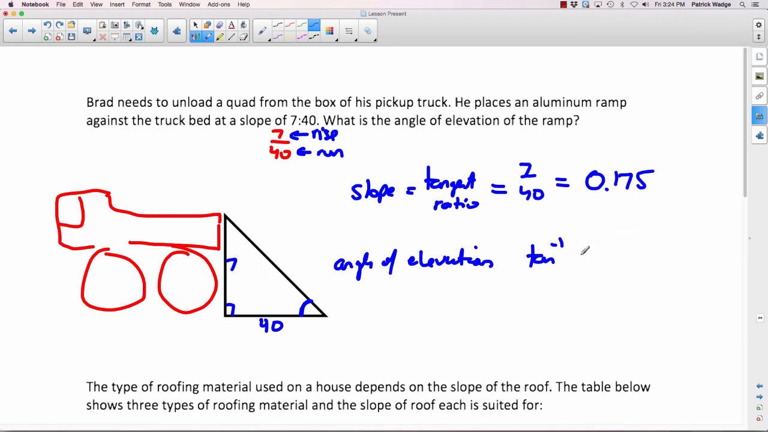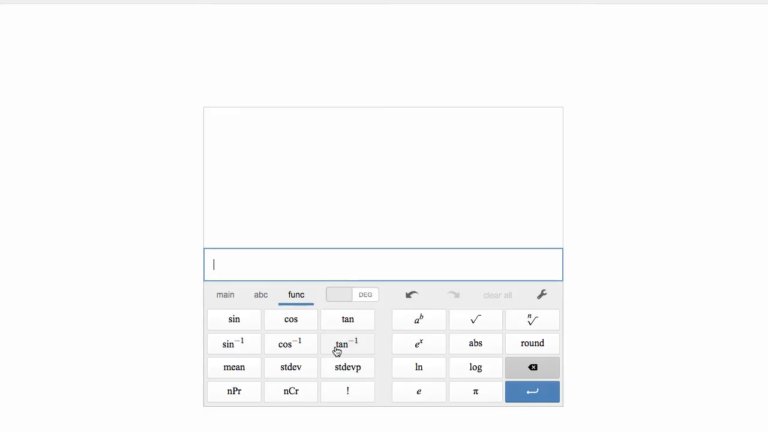So 0.175. So in order to get the angle of elevation, I need to find inverse tan of 0.175. So we'll go to our calculator and do that. Inverse tan of 0.175, and I get 9.9 degrees basically.